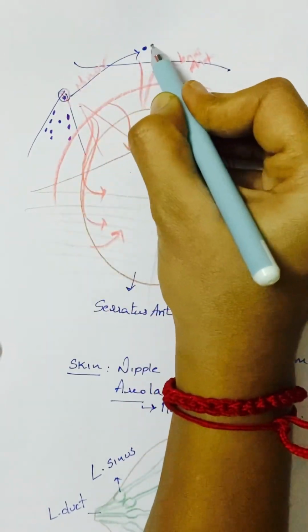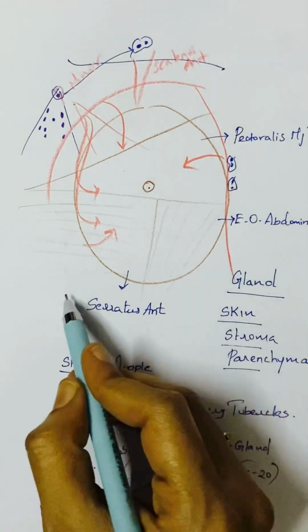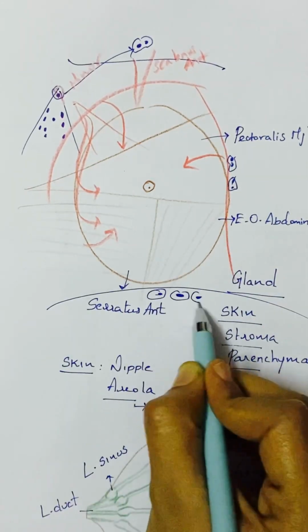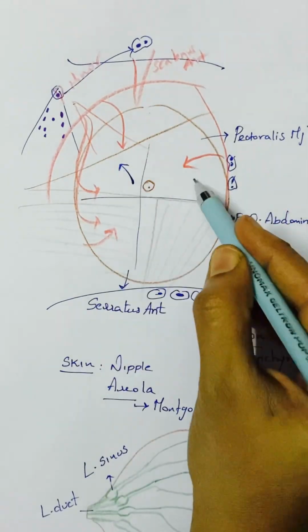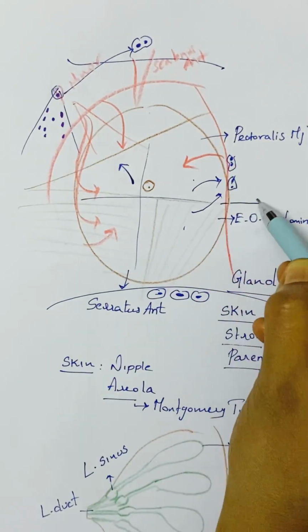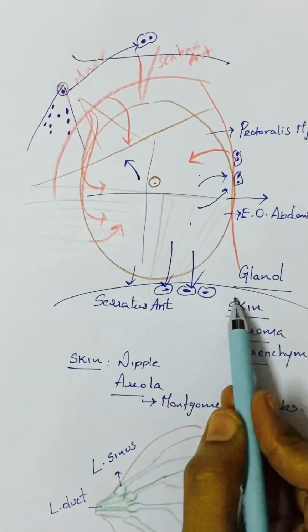75% of the gland is drained by axillary nodes, then to supraclavicular. This is internal mammary nodes. Below the diaphragm is subdiaphragmatic nodes. So the upper outer quadrant mainly drains into axillary, the two inner quadrants to internal mammary, and the lower quadrants to subdiaphragmatic.